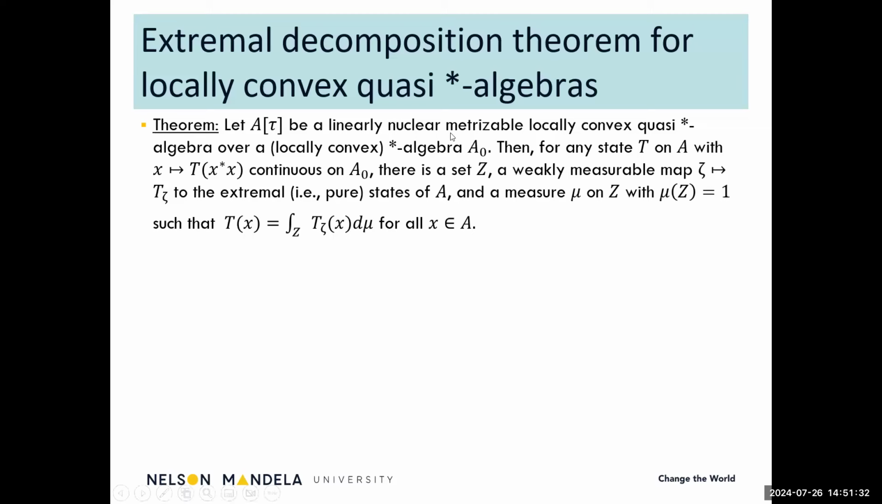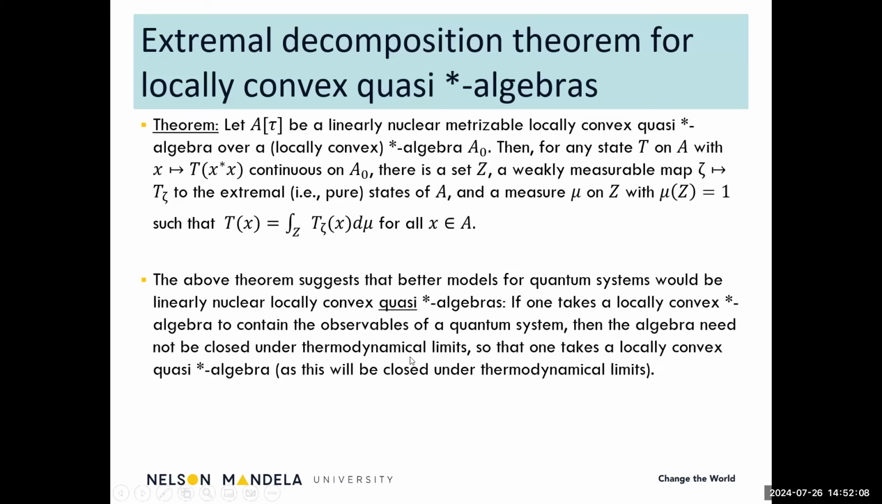Then again, if you take one like this, which is metrizable and linearly nuclear, then it again has a decomposition. A state will have a decomposition into pure states. So one can generalize it to the quasi-star setup. These results I'm mentioning here have been published in one of my publications, which I will show you at the end of the talk.